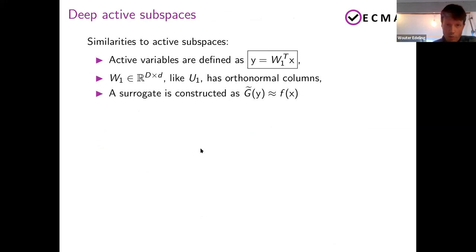It is, of course, in a sense similar to the classical active subspace, in the sense that I'm still looking for active variables, which are a linear projection of the inputs. I still have a matrix, not the same one now. So that's why I've called this one W instead of U. It has the same dimension as U1, and like U1, the columns are still orthogonal, or even orthonormal. And I'm still looking to make a surrogate model in the y space.